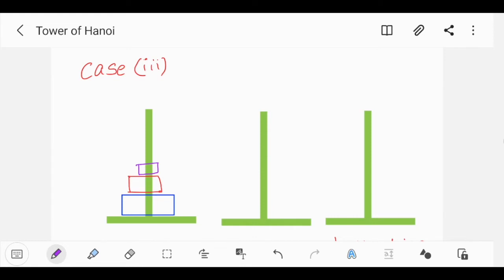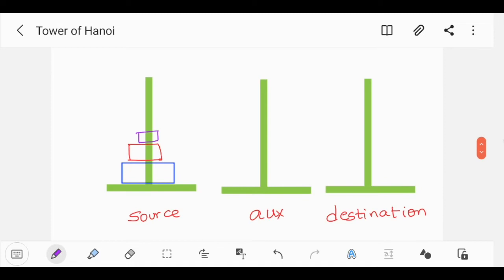I want you to pause the video at this point of time. A couple of minutes, I'm sure you'll figure out what the steps are involved in transferring these purple, red and blue discs from the source peg to the destination peg, and probably you will use the auxiliary peg in between.